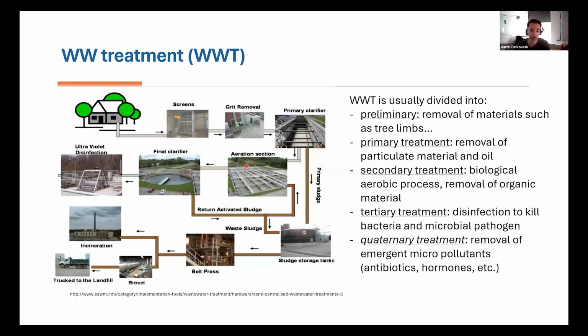Advanced sewage treatment processes usually also include a tertiary treatment step. Its purpose is to disinfect the water before releasing it into the aquatic environment in rivers or oceans, to kill bacteria and microbial pathogens. Most commonly used techniques are chlorination, UV treatment, or ozone treatment.